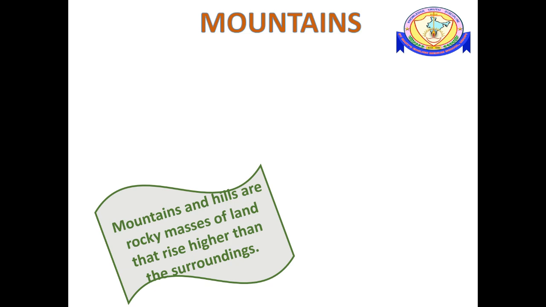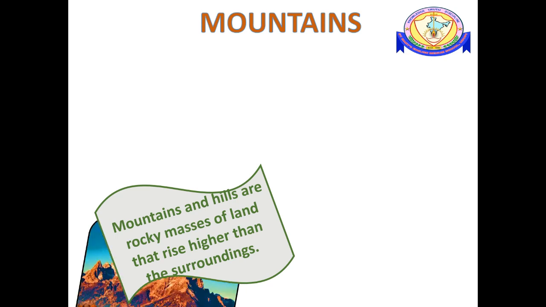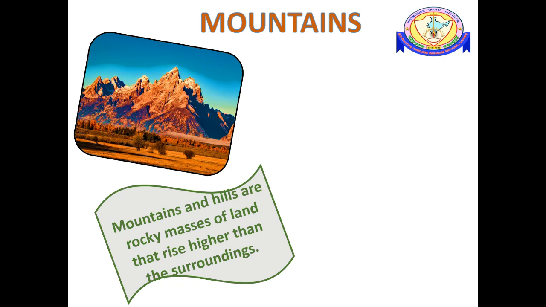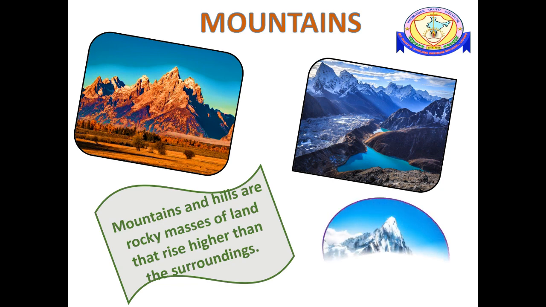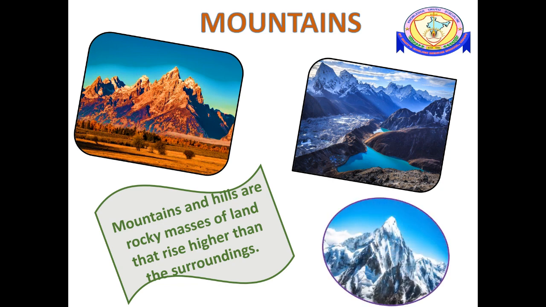Mountains. Mountains and hills are rocky masses of land that rise higher than the surroundings. In some places, many mountains appear one after the other, forming an interconnected chain, and that is called a mountain range. Example, Himalayan mountain range.